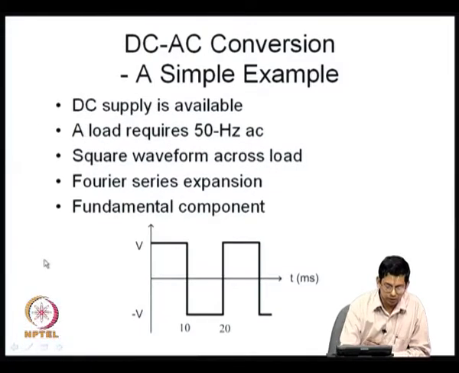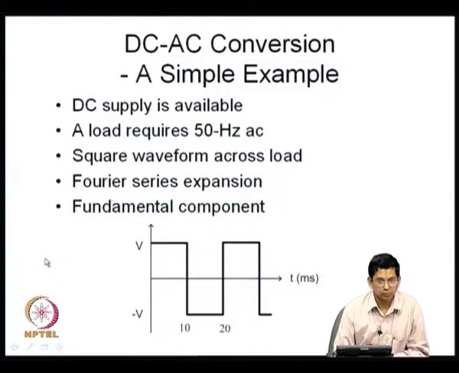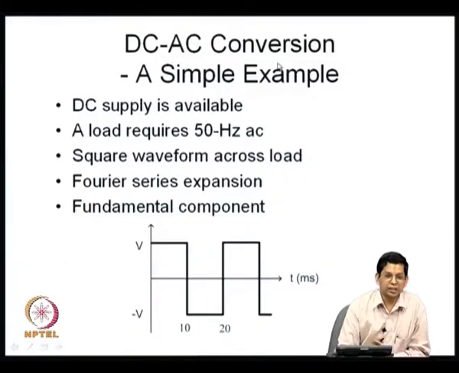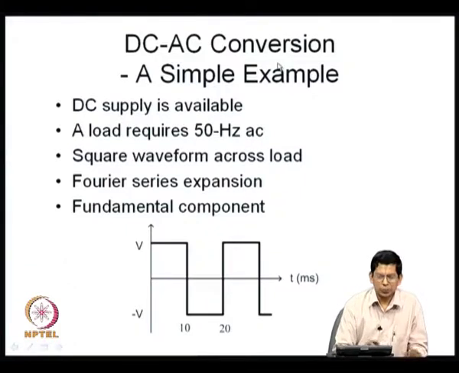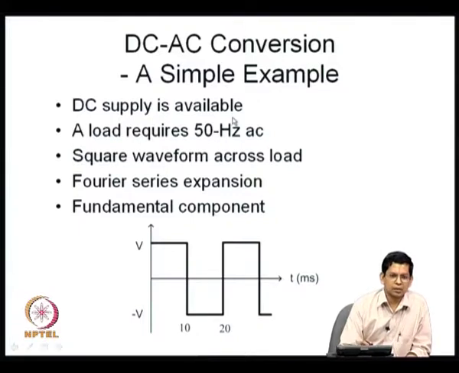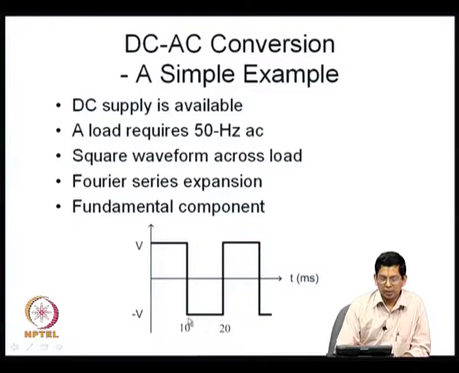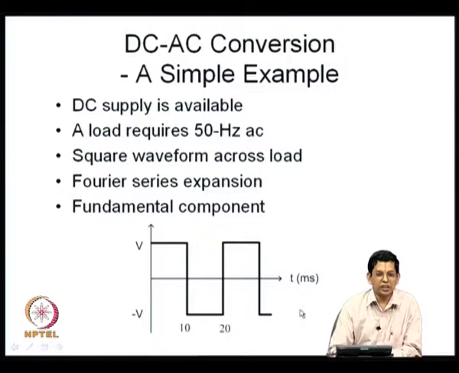This example pertains to DC to AC conversion. We take the same kind of situation where some DC supply is available, but we take a slightly different situation as far as the load is concerned. Let us say the load requires 50 hertz AC, but what you have is just DC. So, one simple way to do this is to apply a square waveform which is equal to plus V for 10 milliseconds and minus V for the remaining 10 milliseconds, and this cycle goes on.